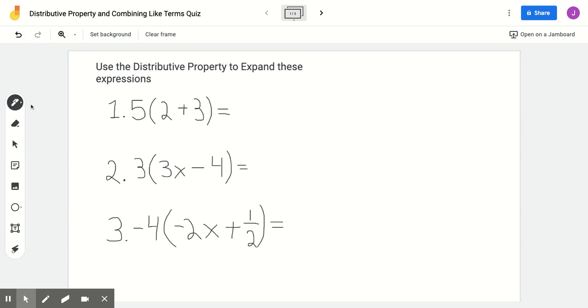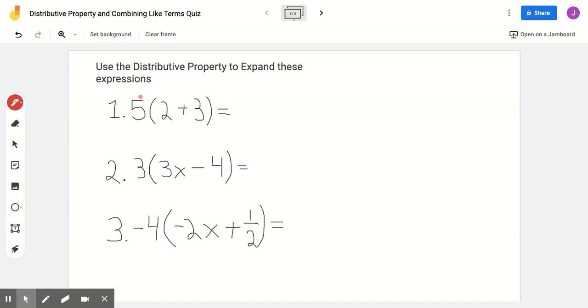First question. In these first 3, we're going to use the distributive property to expand these expressions. This is just like we saw with the distributive property. So question number 1, what is 5 times (2 plus 3) using the distributive property?